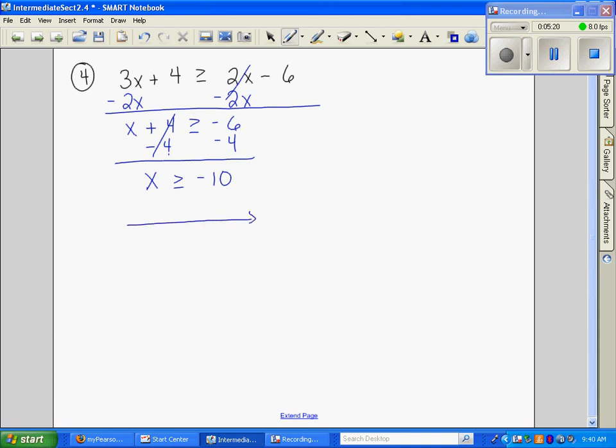If I wanted to make a quick sketch of this graph, I have negative 10. Because of the equal to, I have a bracket, and it says x is greater than or equal to negative 10, so that's going to be everything shaded to the right. Interval notation, read it left to right, so we have a bracket, negative 10, and it goes on forever in the right direction, so that's going to be positive infinity, which once again, remember infinity always has parentheses.